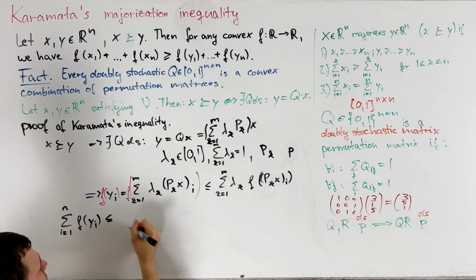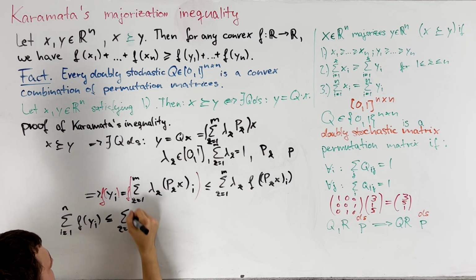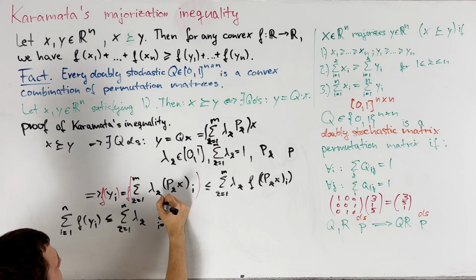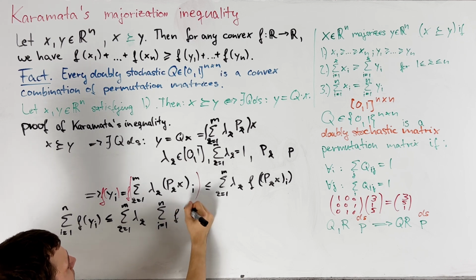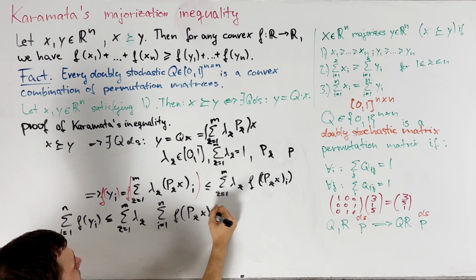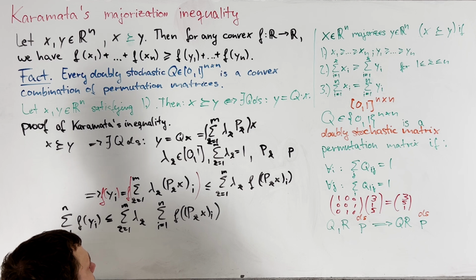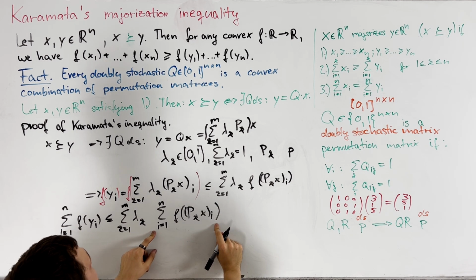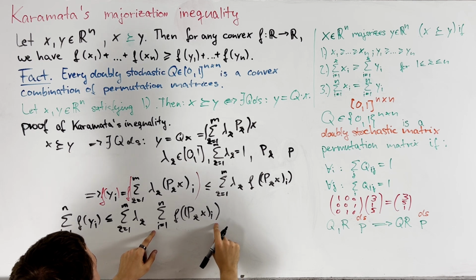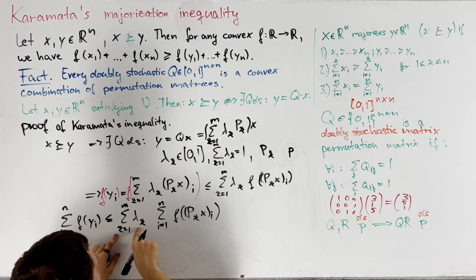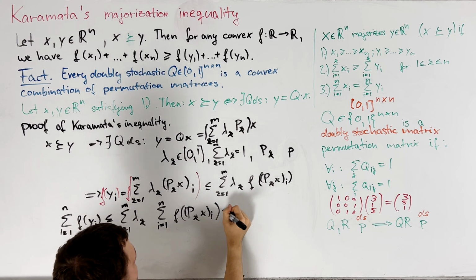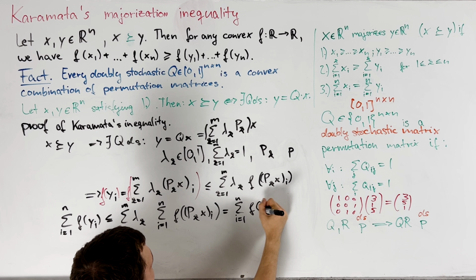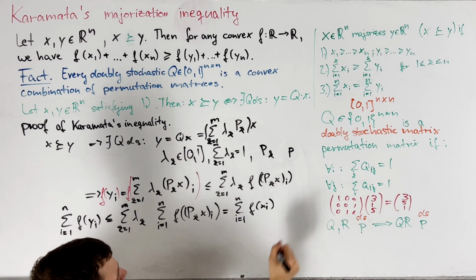is less than or equal to the sum of k going from 1 to m of lambda k times the sum of i going from 1 to n of f of Pk x evaluated at i. Crucially, since P is a permutation matrix, this entire sum is just our original left-hand side, and therefore we are summing here the sum over all lambda k times the left-hand side, which simply equals the sum of i going from 1 to n of f of xi, and therefore we are done.